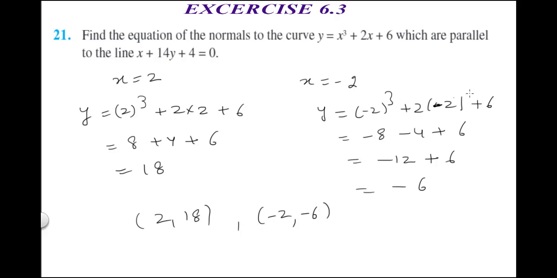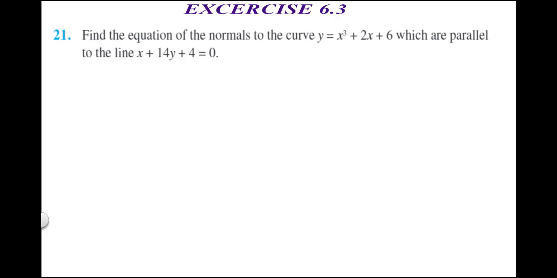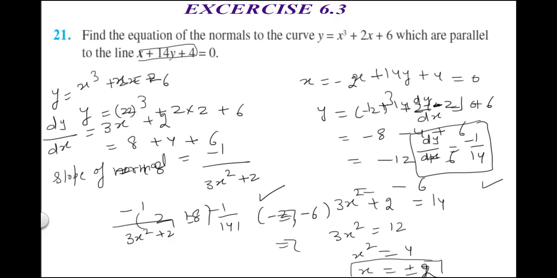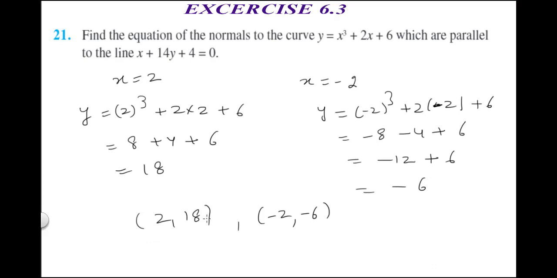Now what was the slope of normal? Just pay attention. We got it as minus 1 by 14. Just let me show you. We got minus 1 by 14. So what will be the equation? I am using one point only to form the equation. The second equation can be done by you people.